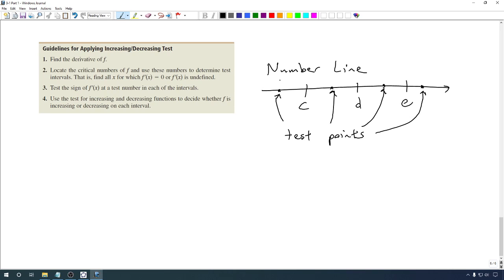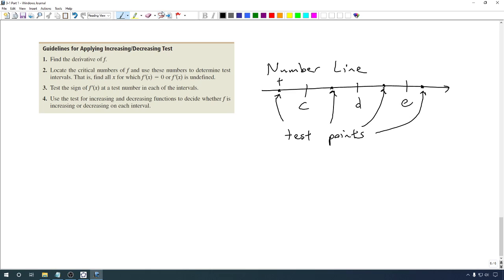And then when you determine whether it's positive or negative on those intervals, that will tell you whether or not the function is increasing or decreasing. So maybe I took this test point and found we got a positive number. I'll put a plus sign over that interval, telling me that from negative infinity to c, my function has a positive derivative, which means that it's an increasing function.